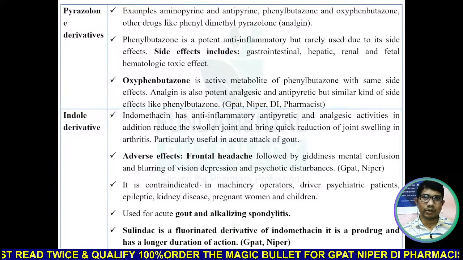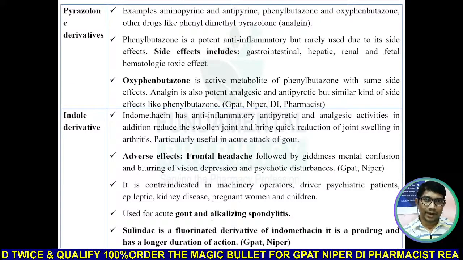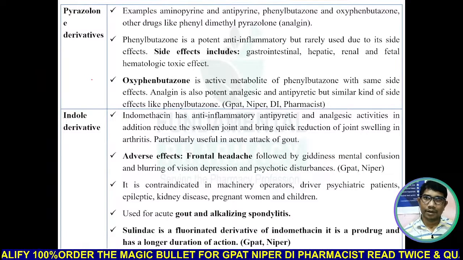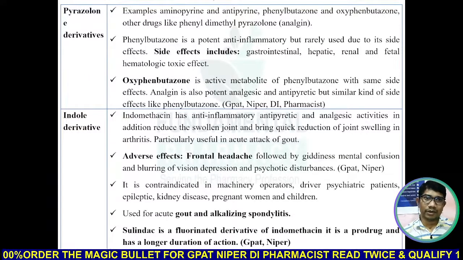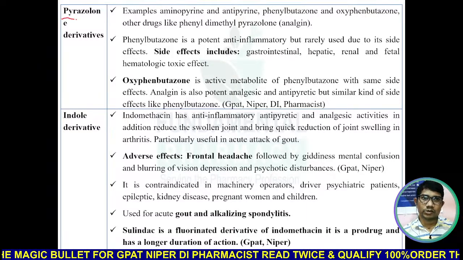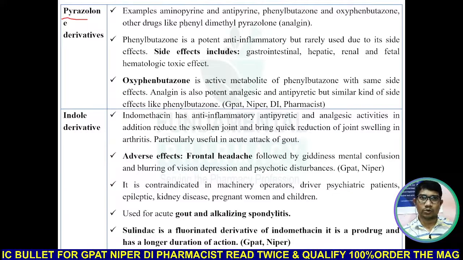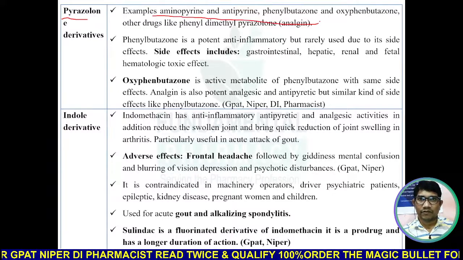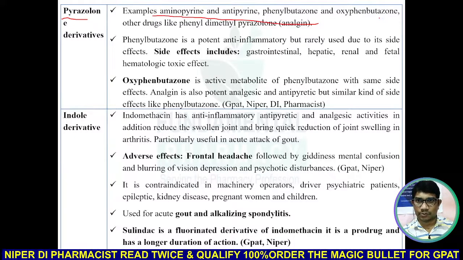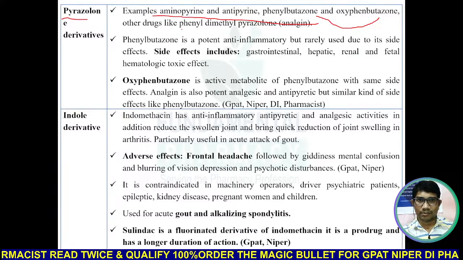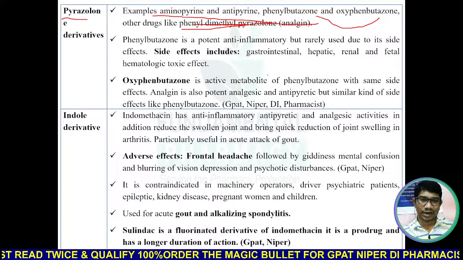In that you are going to have different drugs like pyrazolone derivatives. Pyrazole is a 5-membered heterocyclic ring having 2 nitrogens. So in that you are going to get aminopyrine, antipyrine, phenylbutazone, oxyphenbutazone. Oxyphenbutazone is the active metabolite of phenylbutazone, and another drug, phenyl dimethylpyrazolone, is known as an analgesic.